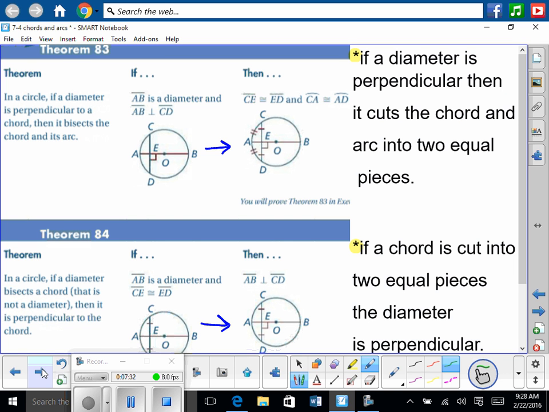Okay. Now, Theorem 84 says, so if you have a chord, this is definitely the converse, I would say. It's its whole own theorem, though. So if we have a chord cut into two equal pieces, then that diameter must be a 90-degree angle, meaning it's perpendicular. So if this chord is cut into two equal pieces, then that line must be perpendicular. Does that make sense? So it is just the converse. Are we all good with that? Okay.